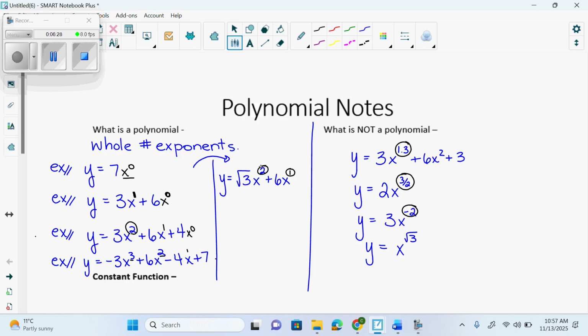Another one that isn't a polynomial is y equals root x, because that would be x to the half as well.